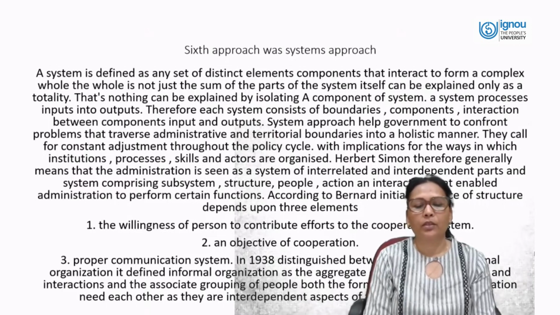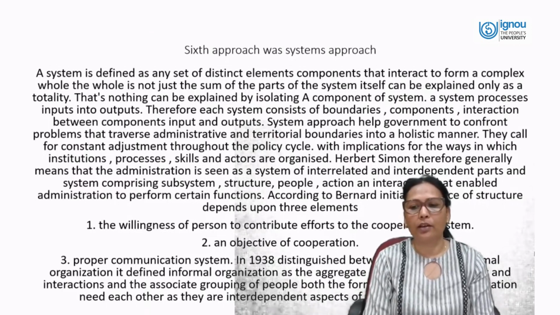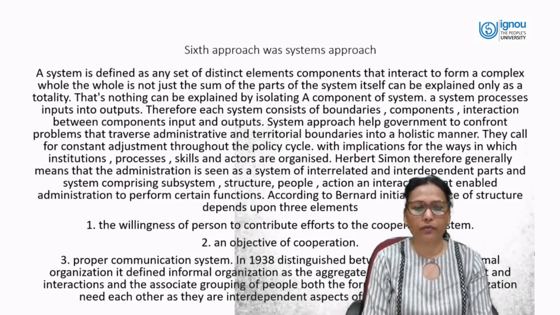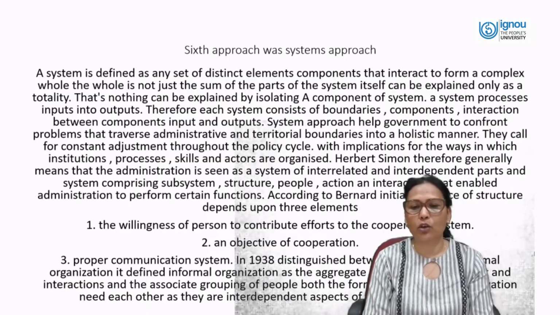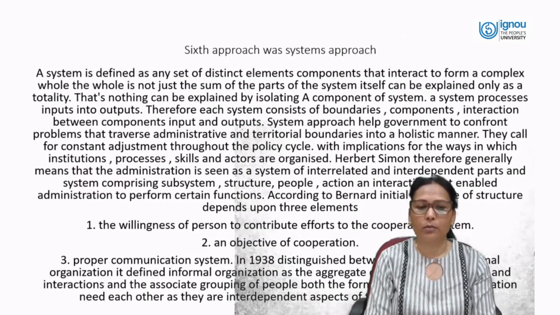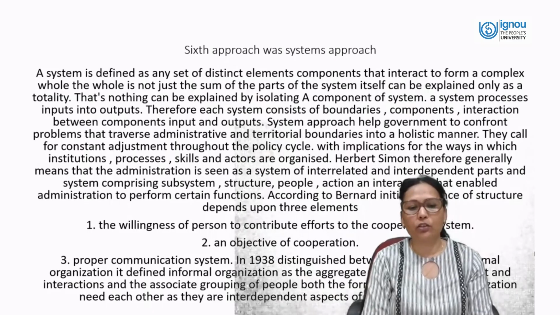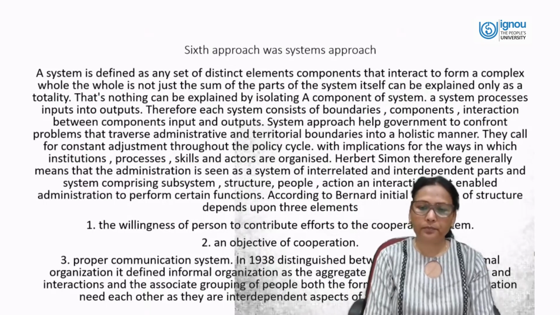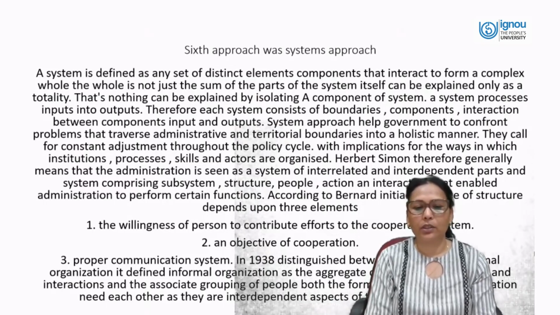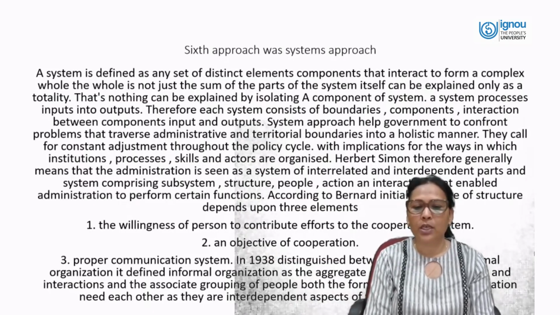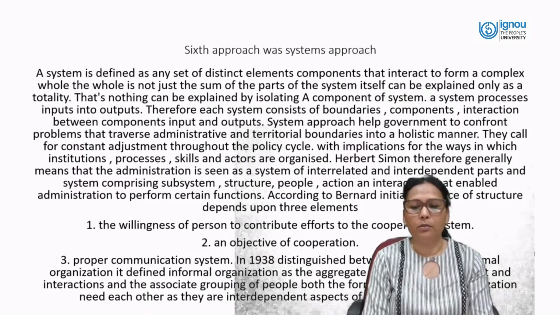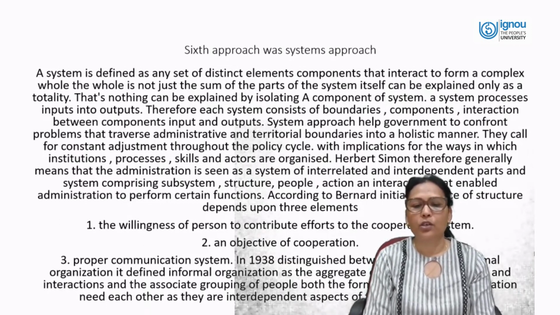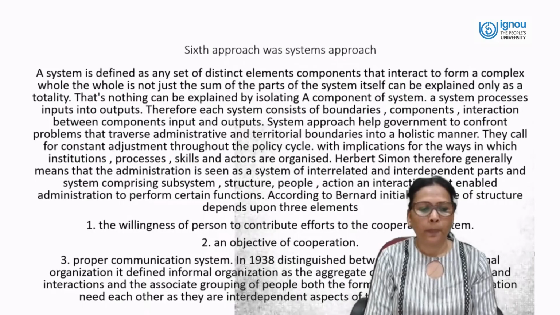Structure: people, action, and interaction that enable administration to perform certain functions. According to Barnard, the initial existence of structure depends upon three elements. First is the willingness of persons to contribute efforts to the cooperative system. Second was an objective of cooperation. Third was a proper communication system. These were the three elements according to Barnard for the structure approach.